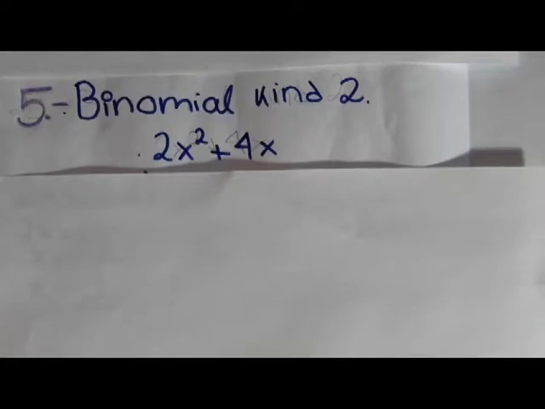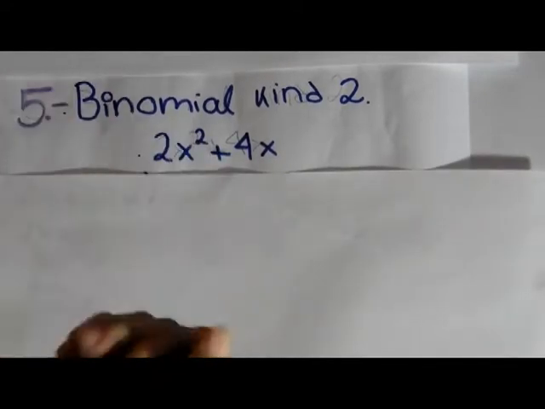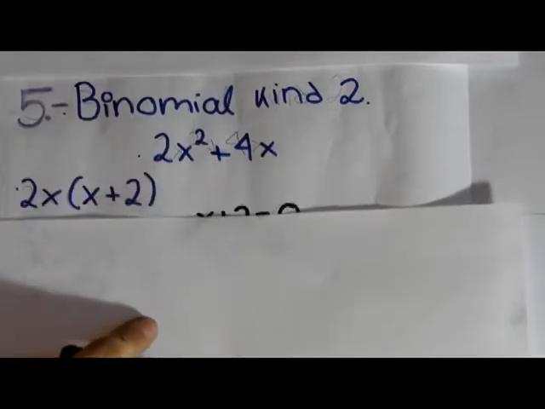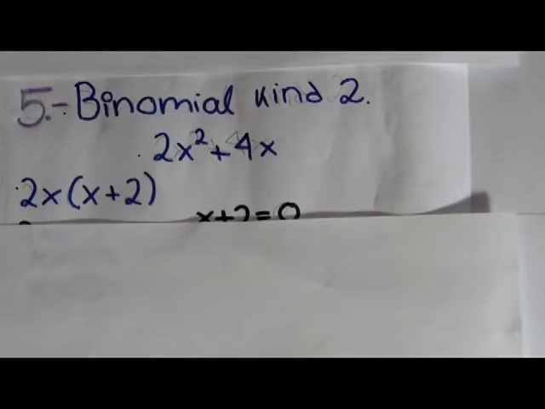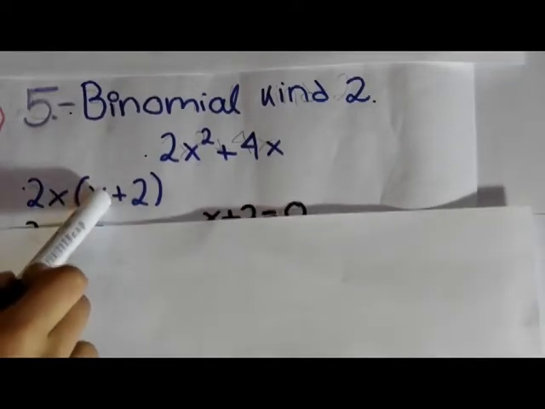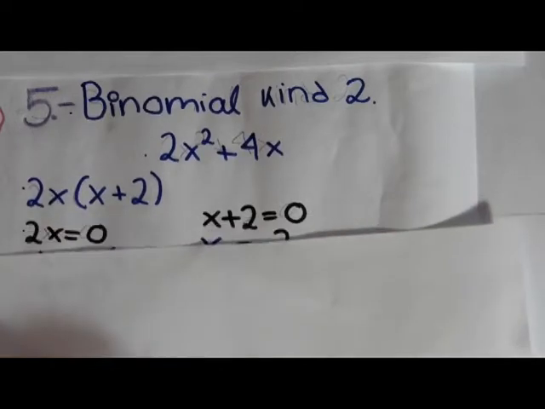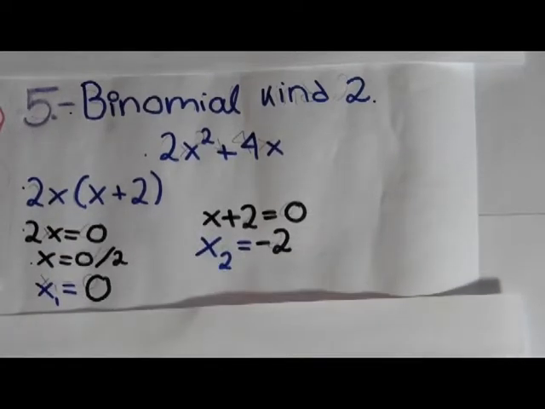The last kind of factorizing is another binomial, but with 2x. For example, 2x squared plus 4x. To factorize this equation, outside the parentheses will be a monomial, and inside the parentheses will be a binomial. When you have both parts of the equation, you clear it, and you have the two results.